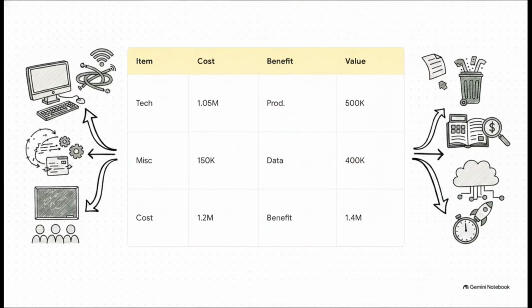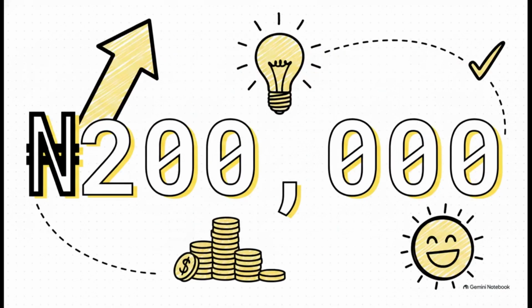Let's treat this like an investment pitch for economic feasibility. On the cost side, when you add up the tech, software, and training, you hit a one-time setup cost of 1.2 million naira. But look at the expected annual benefits: slashed paper costs, way better data management, huge productivity boosts. That totals 1.4 million naira in measurable value every single year. And boom, there's your aha moment, a net annual benefit of 200,000 naira. Because the 1.4 million in yearly benefits outpaces that initial 1.2 million cost in just the first year alone, this is undeniably economically feasible. It's a financially bulletproof move for the school.